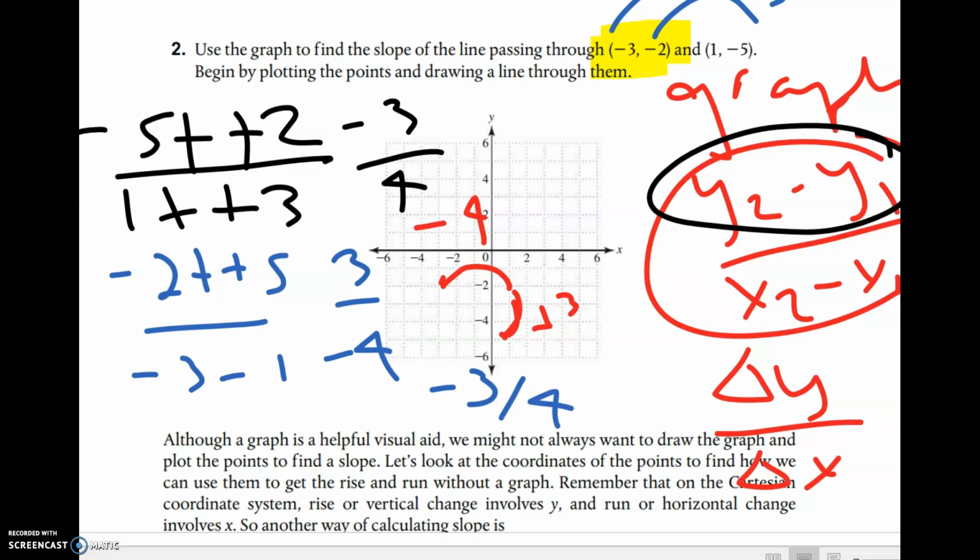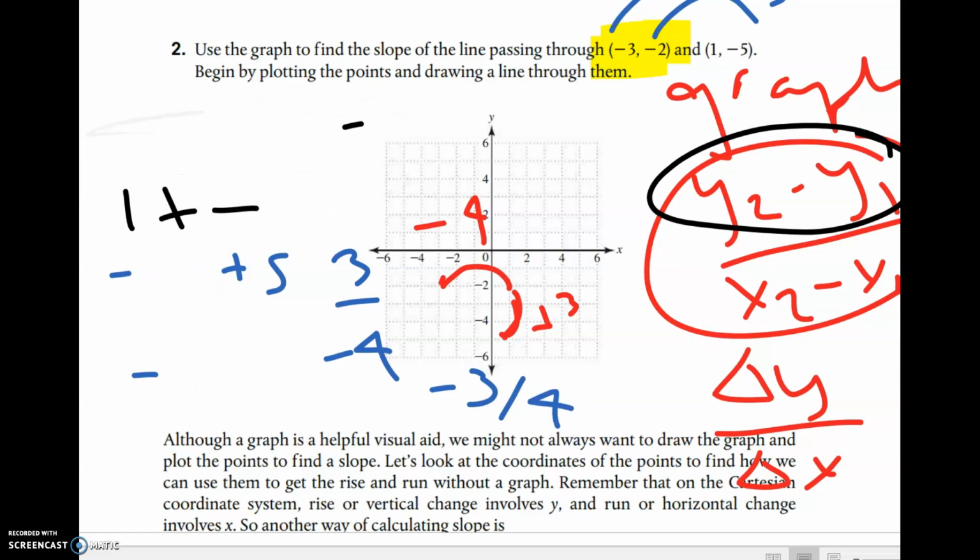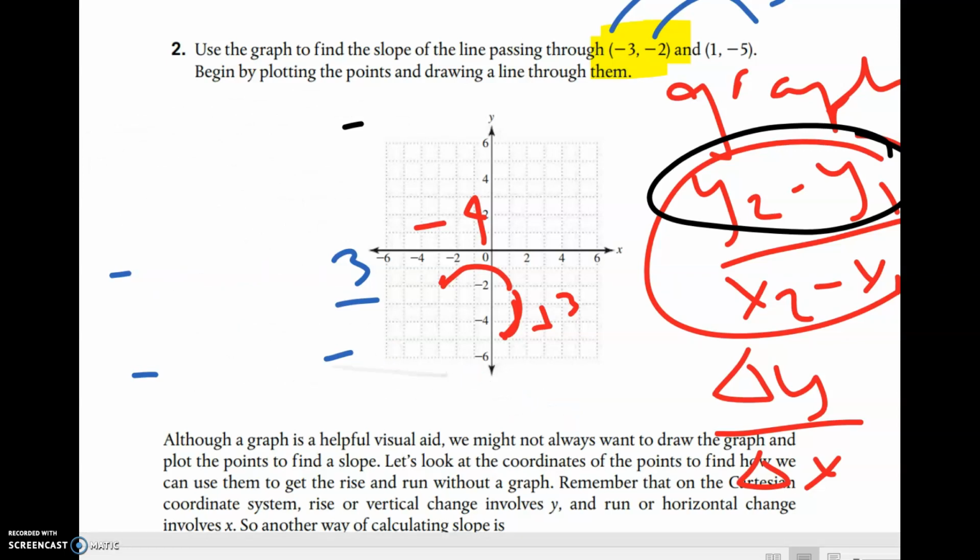One thing I want to show you, though, that you might not have ever seen in high school is this change in y over change in x. And if you're wondering why it's y over x, think about data.